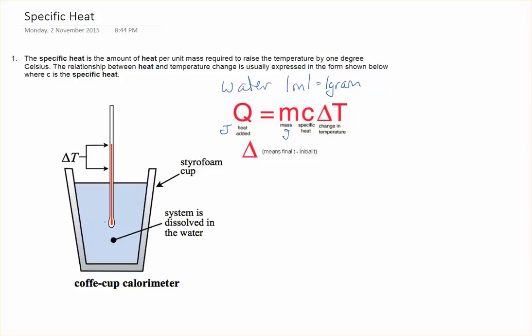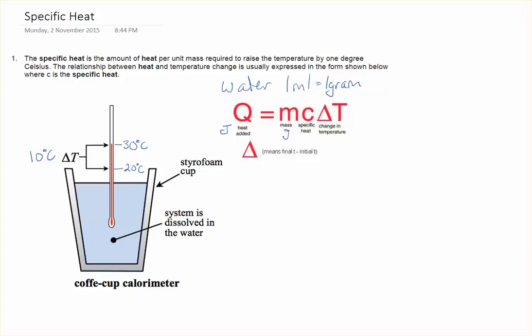So if you have a look at this example over here, we've got a coffee cup filled up with water. If we heat that water up, the temperature that was reading, say, 20 degrees Celsius has now heated up and it's now measuring 30 degrees Celsius. So that's a total change in temperature of 10 degrees Celsius.